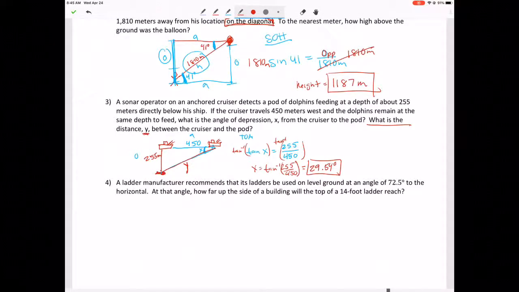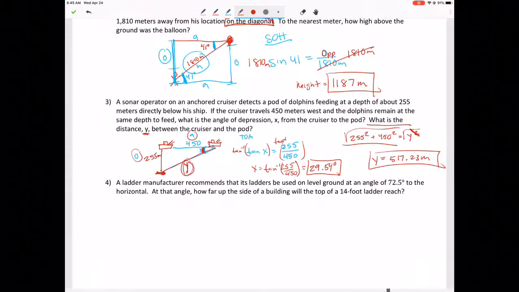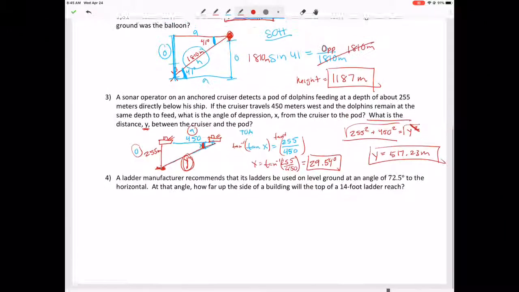So we could do 255 squared plus 450 squared equals y squared. You can square root both sides. That square and square root will cancel. Then we could plug this all into our calculator and get y equals 517.23 meters. Or you could use trig. Now that we know this angle, we could use opposite and hypotenuse or adjacent over hypotenuse, and we could solve it that way. All right, last one.